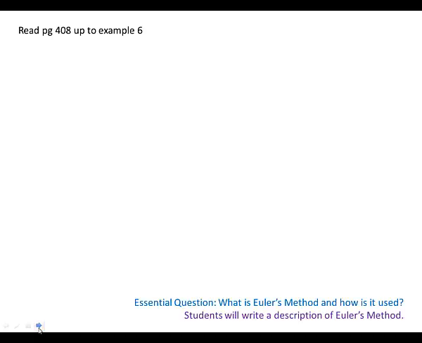So what I want you to do is read from the red where it says Euler's method all the way down to the top of where it says example 6. I'm going to give you about 3 or 4 minutes to read that, so we're not talking, everybody's reading. Got it? All right.